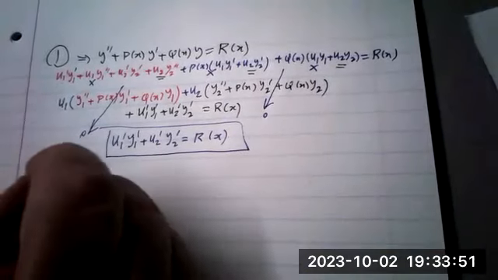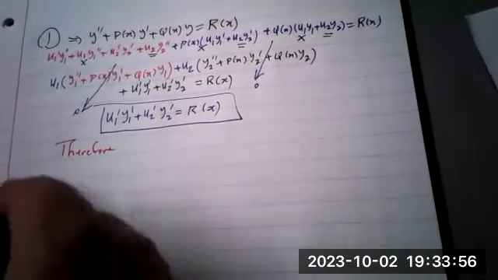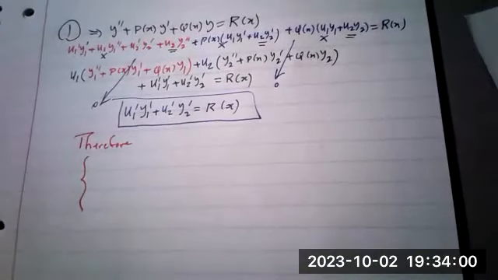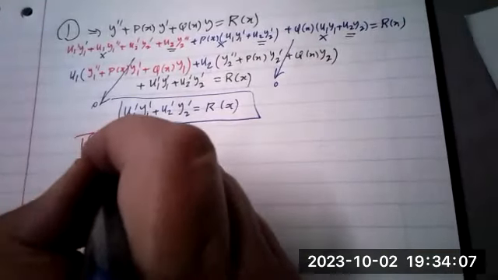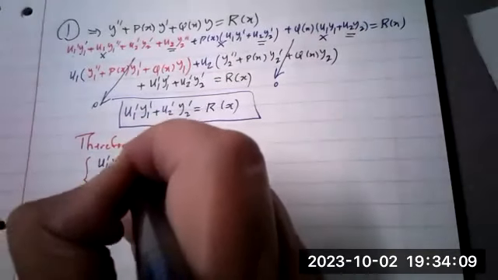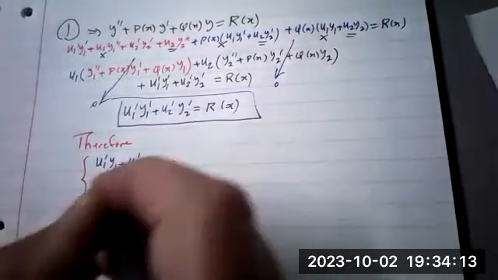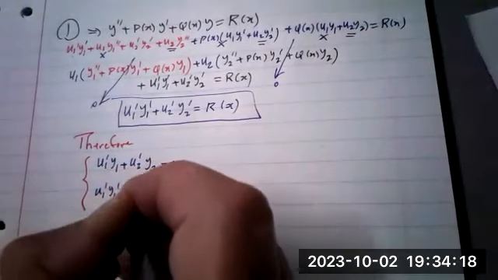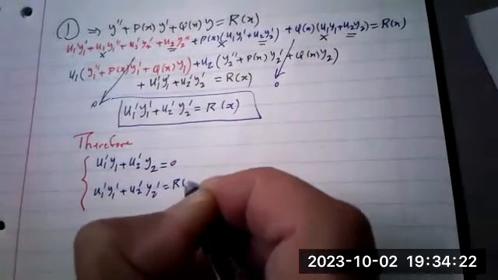So therefore, this is going to be a system that gives you the formula that we have to memorize. We are getting to that one. So you have two equations now. The one that we assumed in the meantime: u1 prime y1 plus u2 prime y2 equal to 0. And the one that we just got here: u1 prime y1 prime plus u2 prime y2 prime equal to rx.